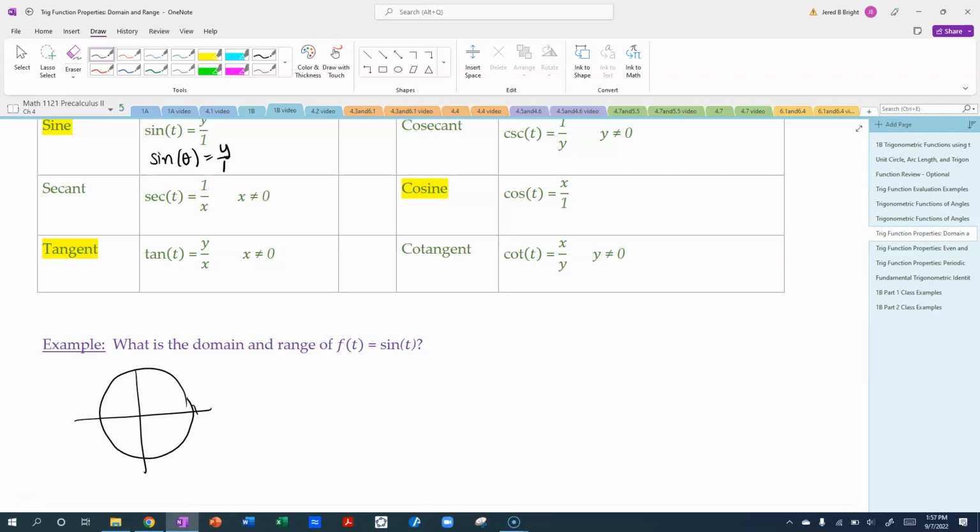Okay, so here's our unit circle. I'll just label the points 1, 0, 0, 1, -1, 0, and 0, -1. Okay, so domain. Domain is the set of all inputs. So I'm thinking t or theta. The question is, what values of the arc length could we have? What values of the angle could we have? Personally, I think it's easier to think about it in terms of an angle.